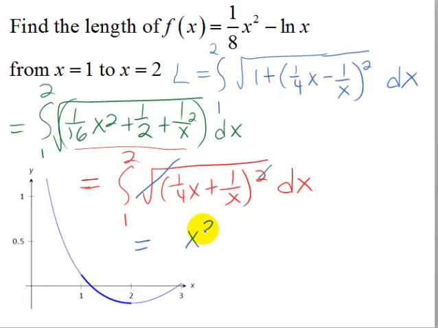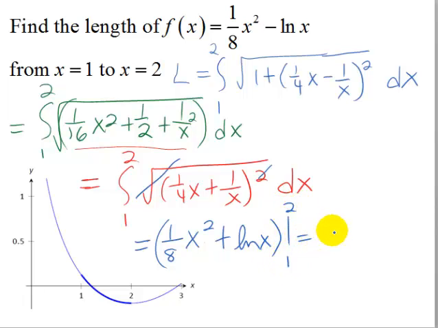This is going to be 1 higher power. The reciprocal of the power out in front to multiply with the 1/4 will make that 1/8. And then this one, we can look at this and say what function's derivative is 1 over x, and we know that that is the natural log of x. And then we can evaluate this from 1 to 2.